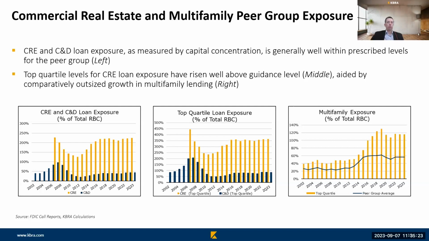One more question. I know we need to keep moving here, but one more question that we have related to the concentration. Are regulators usually open to letting a bank exceed the 300% level if a bank has a good track record of managing its credit risk?